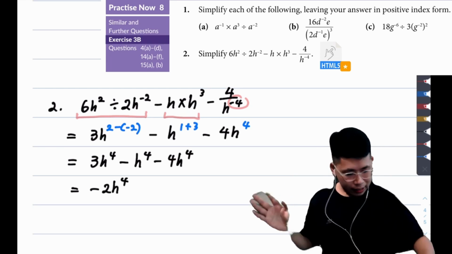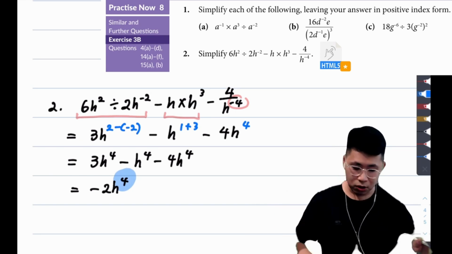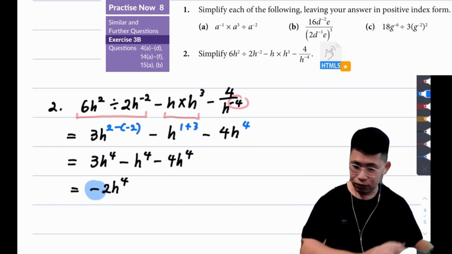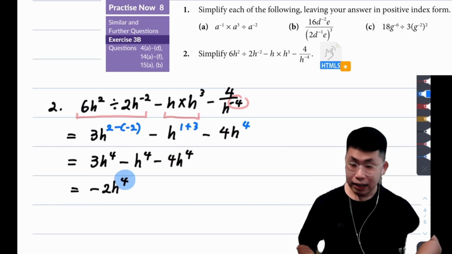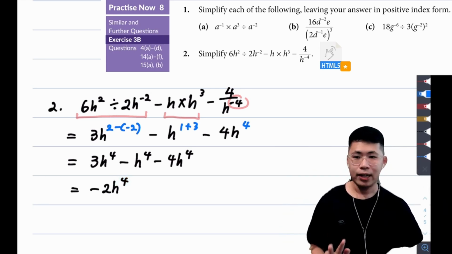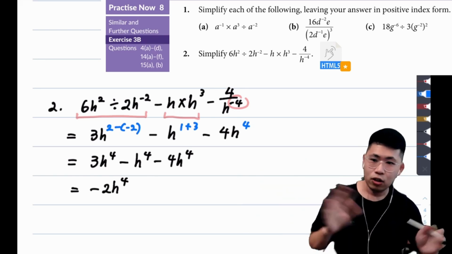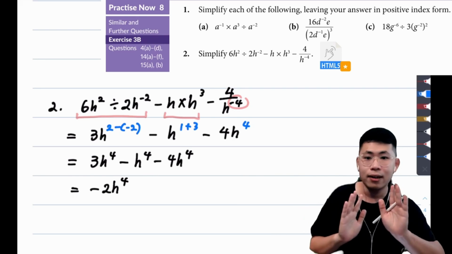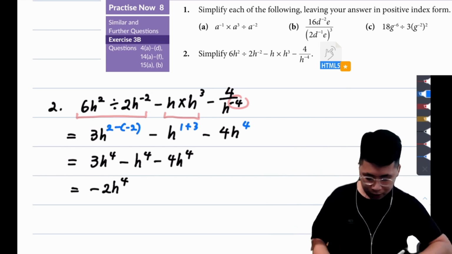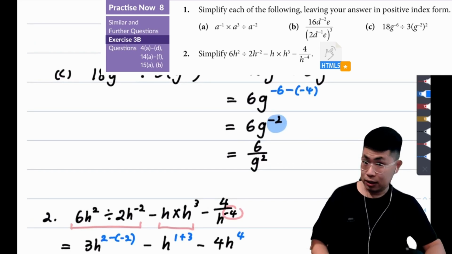Let's take a look at the index over here. Is this index a negative power? No, it's a positive power. We are fine. The negative in front is just negative of this thing. However, a negative power means it's the reciprocal of that term, so it's a bit different. So negative 2h to the power 4, the negative is just a negative 1 times that, not a negative power. You must differentiate between a negative coefficient and a negative power, like what we see in the question above.